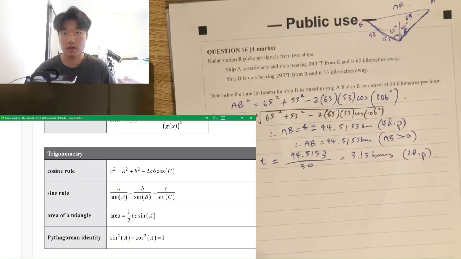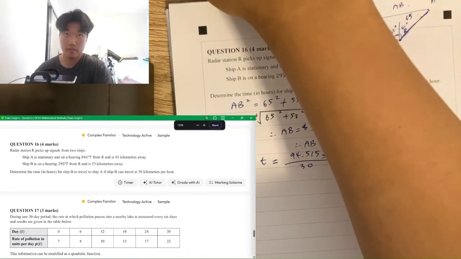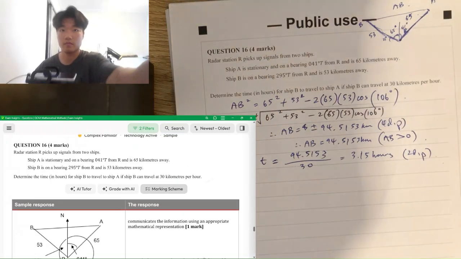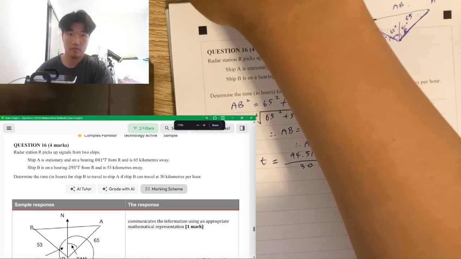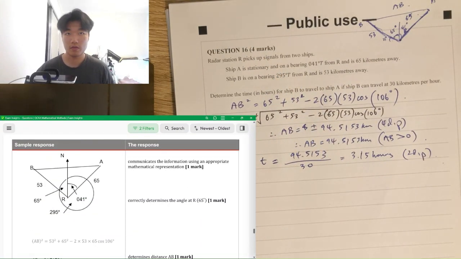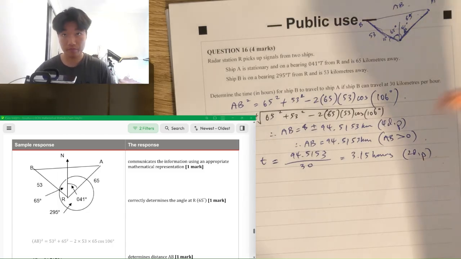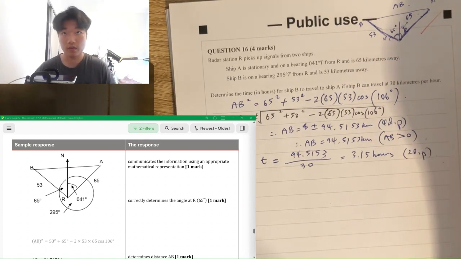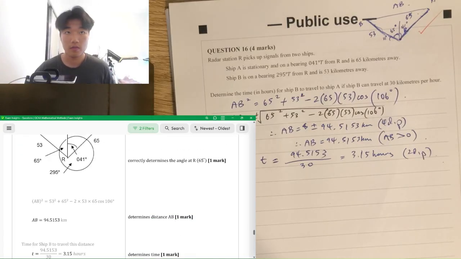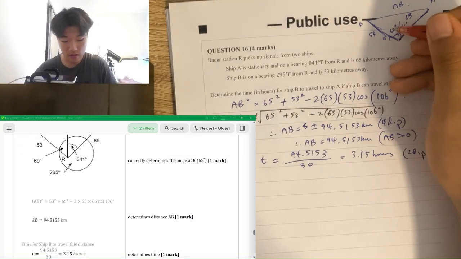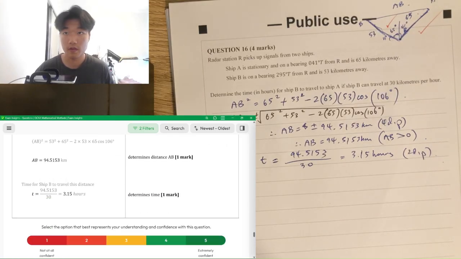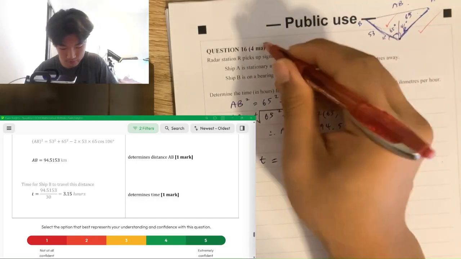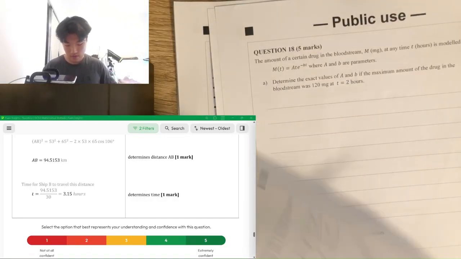Let's check our marking. Communicates information using correct mathematical representation. Yup. I'll give myself a tick there. Determines angle at R to be 65. Yup. Distance AB. Yup. Time is, yup. 4 marks.